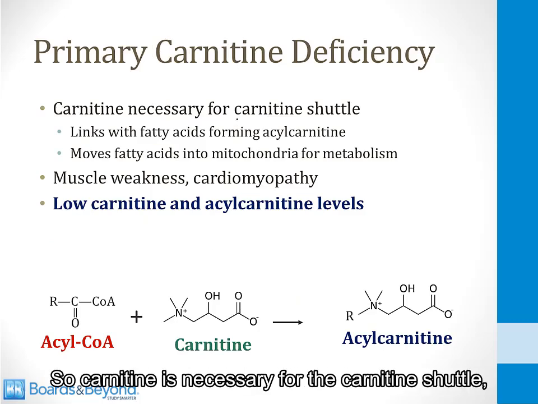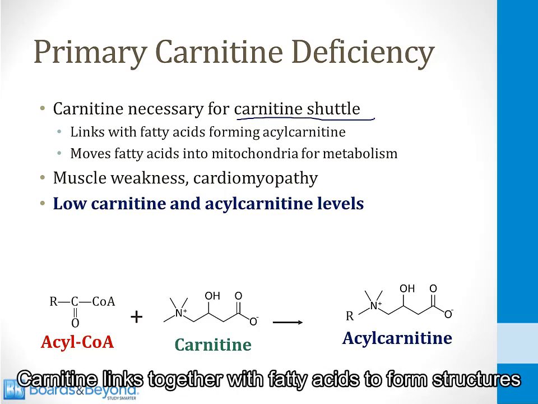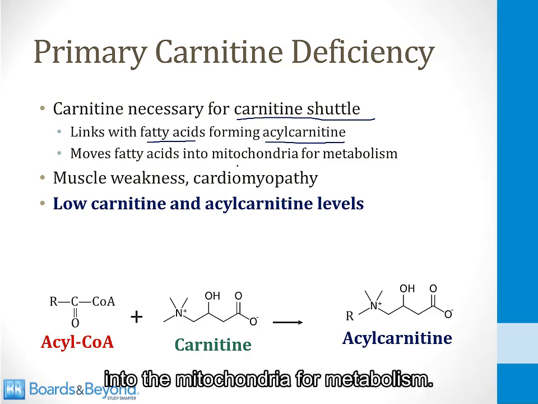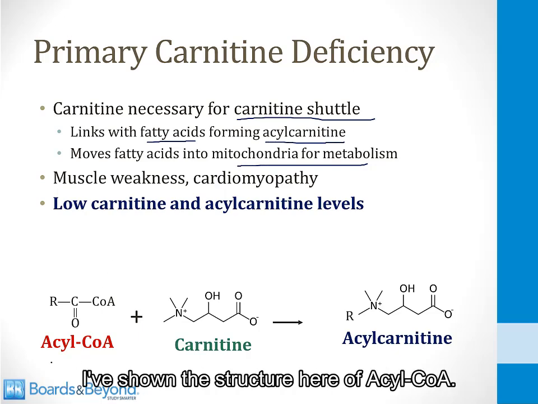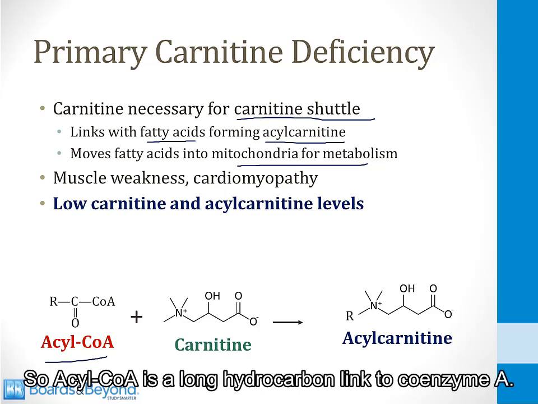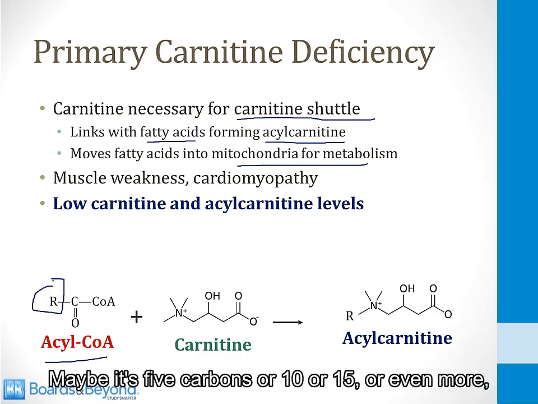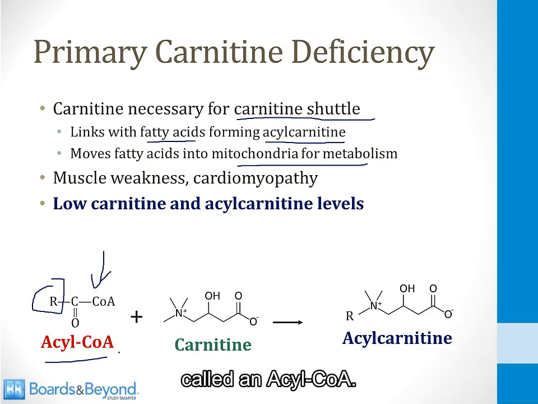So carnitine is necessary for the carnitine shuttle, which is an important element of fatty acid metabolism. Carnitine links together with fatty acids to form structures called acylcarnitines, and these move fatty acids into the mitochondria for metabolism. So if you look at the bottom left side of the screen, I've shown the structure here of acyl-CoA. So acyl-CoA is a long hydrocarbon linked to coenzyme A. So the R here is a hydrocarbon that came from a fatty acid. Maybe it's 5 carbons or 10 or 15 or even more, and it's been linked to a CoA to form a structure called an acyl-CoA.